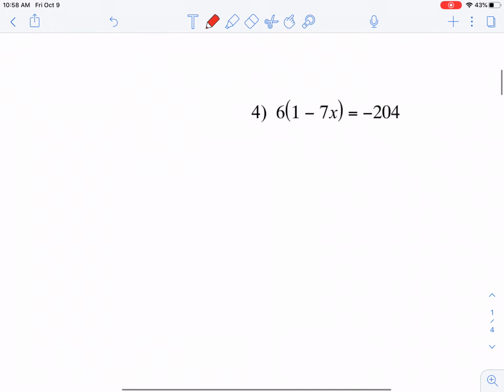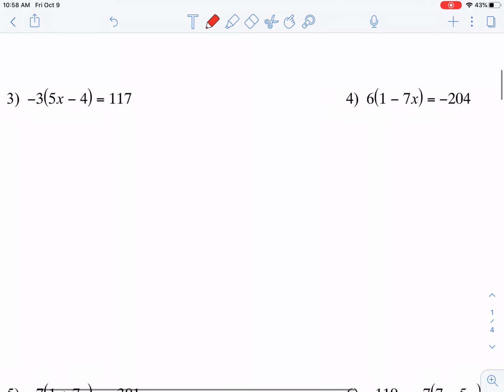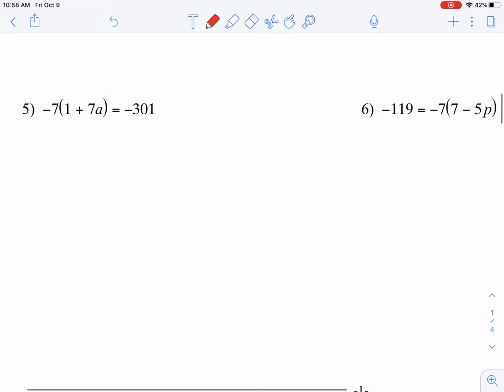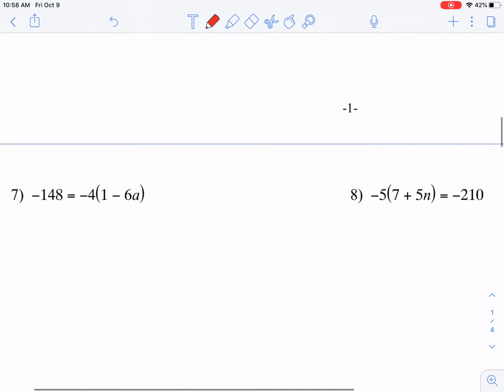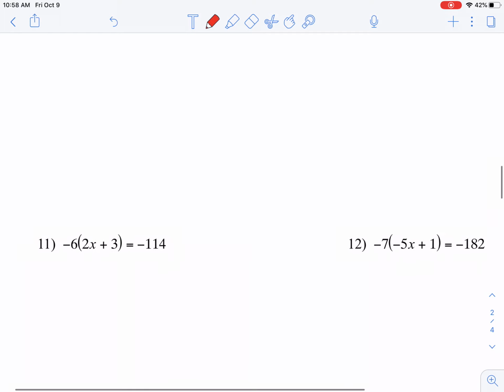Here are two more problems that you can try before you move on to your assignment. Problems 3 and 4 here, and you can check their answers before you go. Number 3 should come out to be negative 7. Check your steps, see if you're doing it right. Number 4 should come out to be 5. These will be your assignments 5, 6, 7, 8, 9, 10, and 11, 12, and they will be on Canvas.